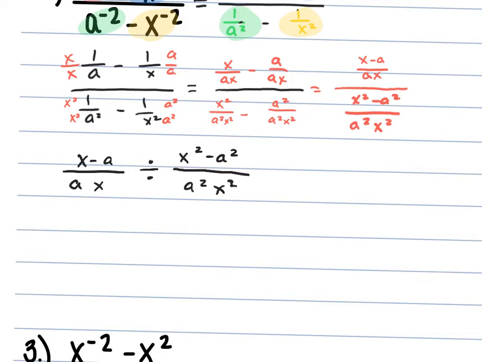What's my next step? Keep, change, flip. X minus a over ax. Change to multiplication and flip this one over here.